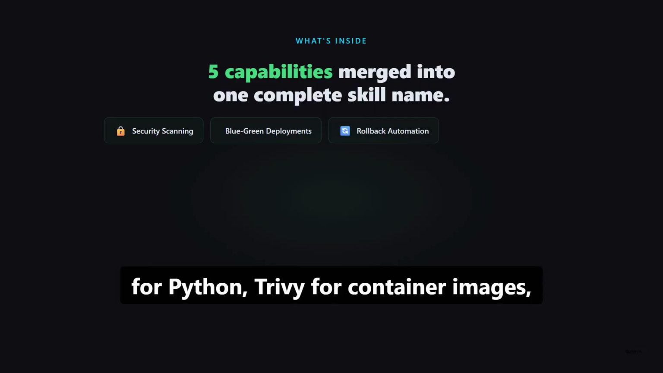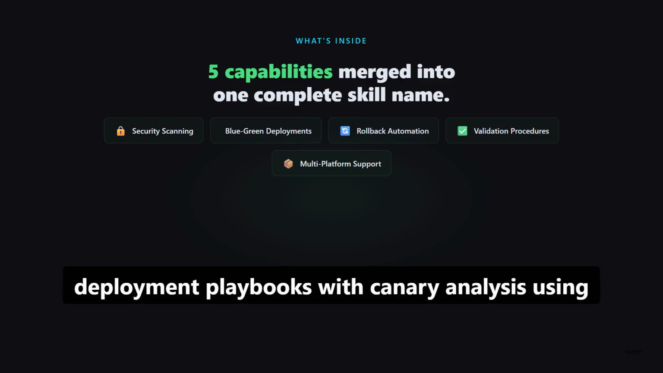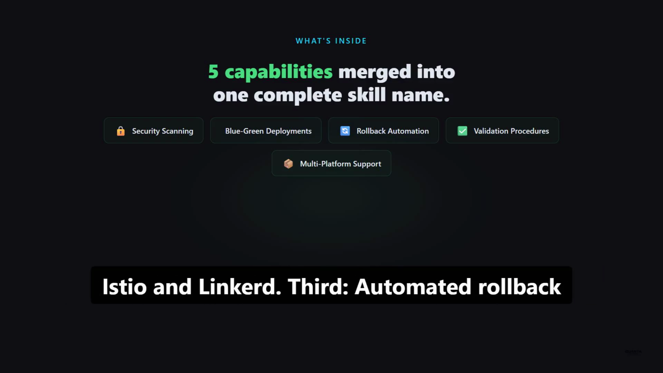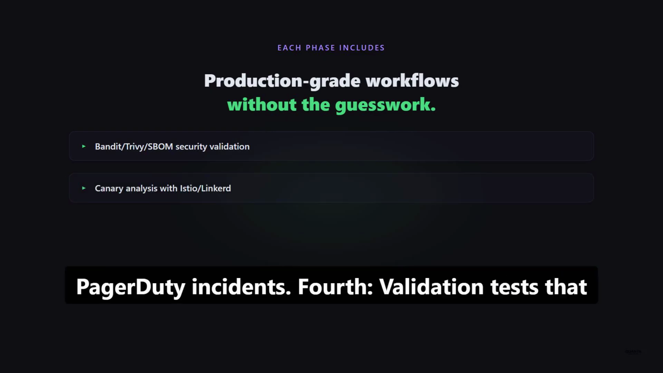Think Bandit for Python, Trivy for container images, and real-time SBOM validation. Second, blue-green deployment playbooks with canary analysis using Istio and Linkerd. Third, automated rollback workflows triggered by Slack approvals or PagerDuty incidents.